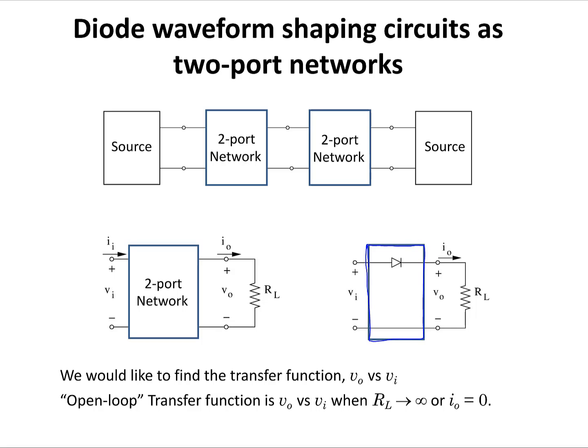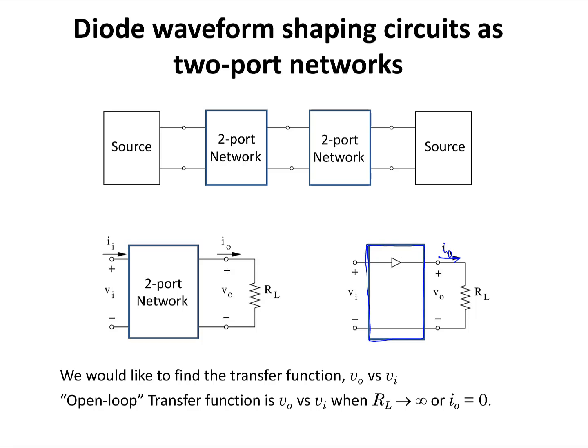We would like to find the transfer function, or Vout versus Vi, in these circuits. After finding the transfer function, we don't need to solve the circuit again for different RL values or for different given input signals. So we only need to solve this circuit in the two-port network once and find Vout over Vi, then use that transfer function to find the output of this two-port network for different load values.